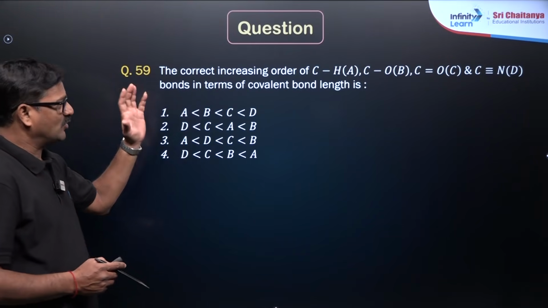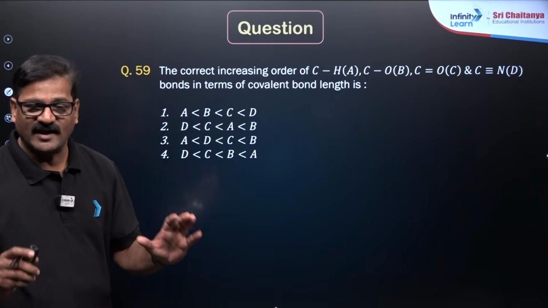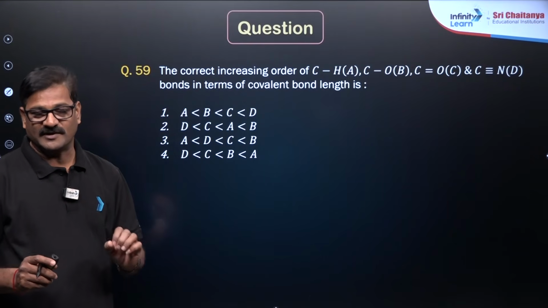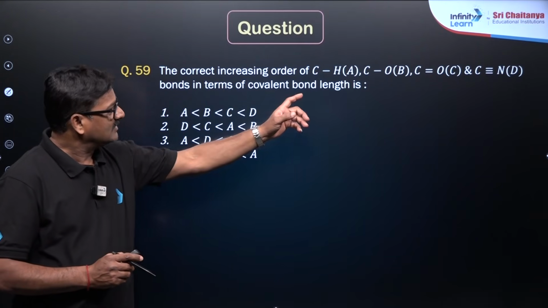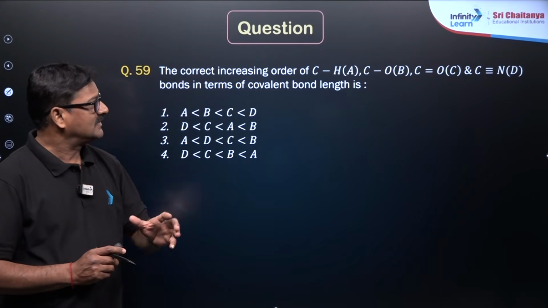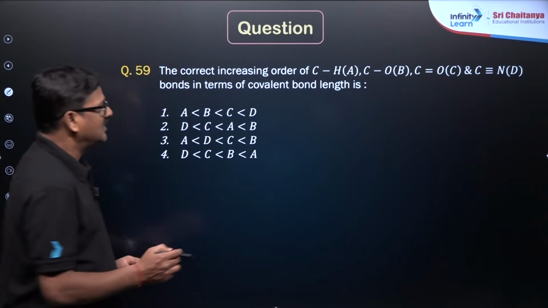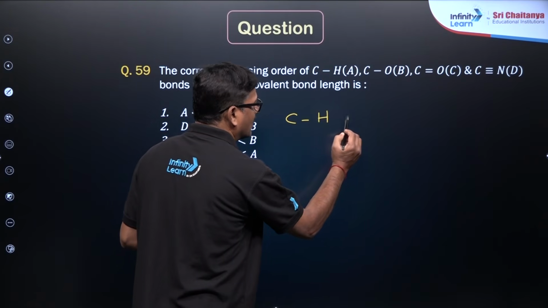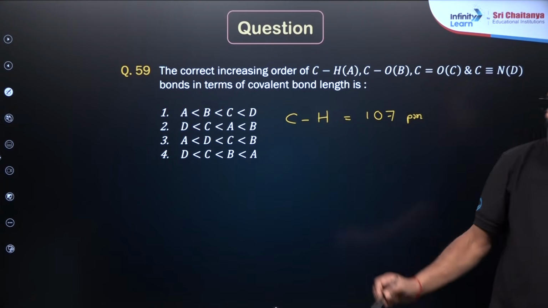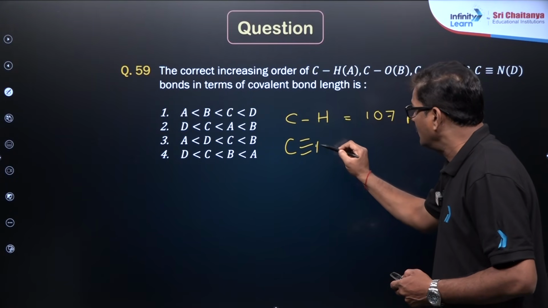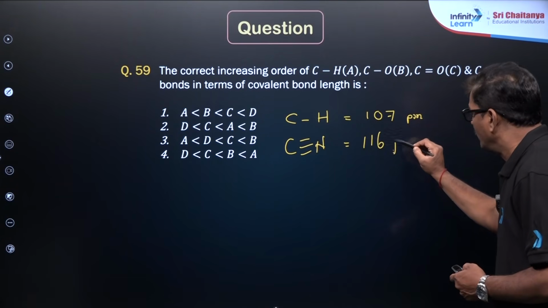Children, this is going to be a question on bond length. It is given from the NCERT textbook, directly based on chemical bonding, where a table is given. So, the correct increasing order of carbon to hydrogen bond, carbon to single bond oxygen, carbon to double bond oxygen, carbon to triple bond nitrogen. So, let us see here, carbon to hydrogen bond length is going to be 107 picometers. Carbon to nitrogen bond is going to be 116 picometers.